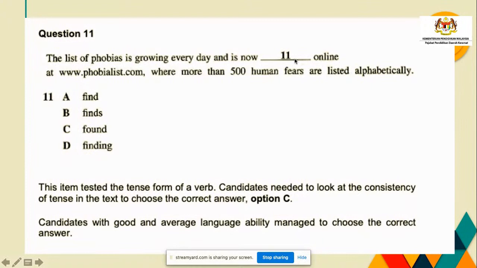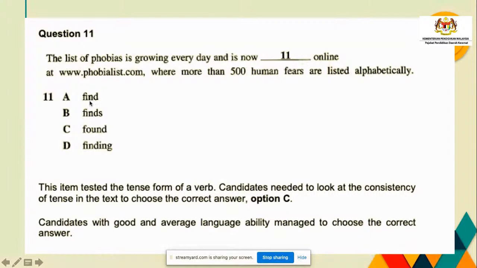Where more than 500 human fears are listed alphabetically. Maksudnya dalam website tu awak akan jumpa, if you go now, you can see that there is more than 500 fears. Jenis-jenis ketakutan. Ada lebih daripada 500 jenis-jenis ketakutan manusia yang disusun mengikut daripada huruf A ke Z. Itu maksud alphabetically. Okay, so apakah jawapan yang paling sesuai? Okay, the list of phobias is growing every day and is now fine online. Is that the correct word? Is now fine online. Bunyi pun pelik kan? So A is definitely wrong. Okay, we'll try the next one.